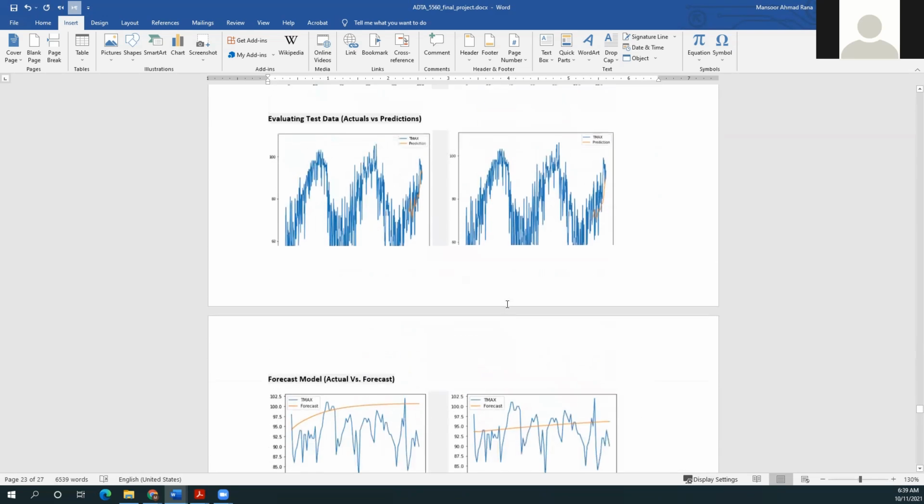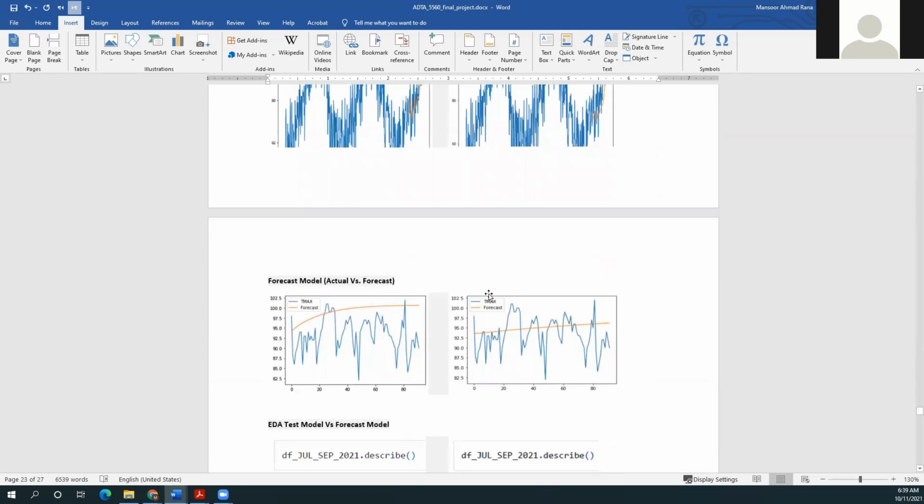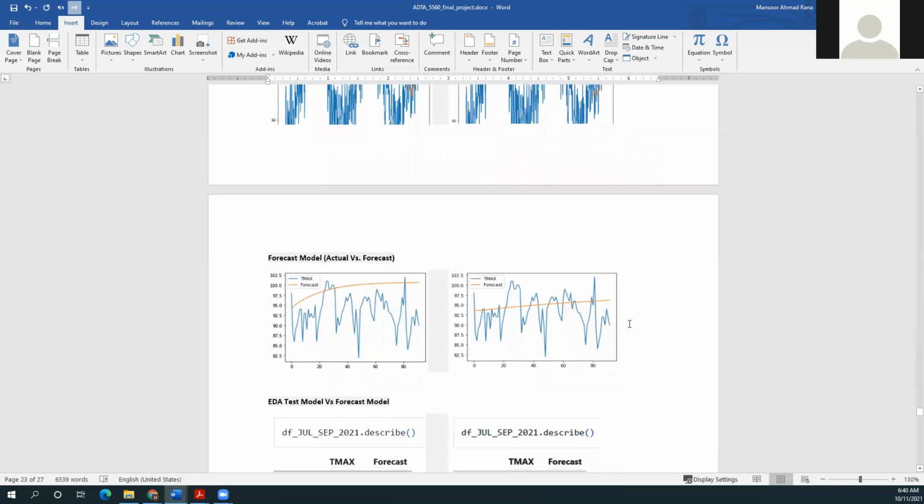Then we evaluate the actual versus forecast in the forecast model. Here, earlier it was low, but then it increased sharply and then stayed over there. But here it is increasing steadily. So there is a little bit of difference in the trend, but both trends still show that the temperatures are increasing over the number of days.